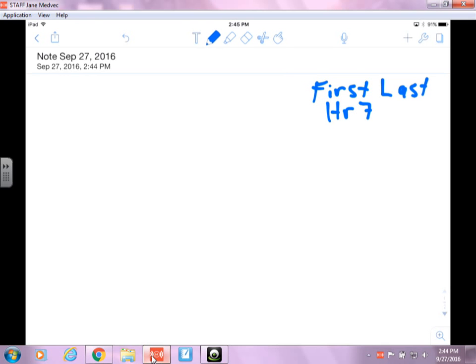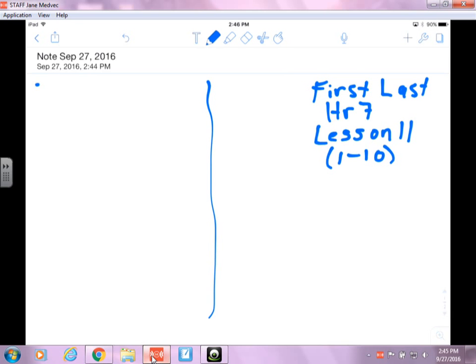So we have to put notes on our homework? Yeah, put your notes on your homework, then you have it all there when you enter it in. Good question. I want you to put lesson 11. For some of you, I'm still looking at that stuff. And we're going to do 1 through 10. And we're going to look at example B on lesson 11.